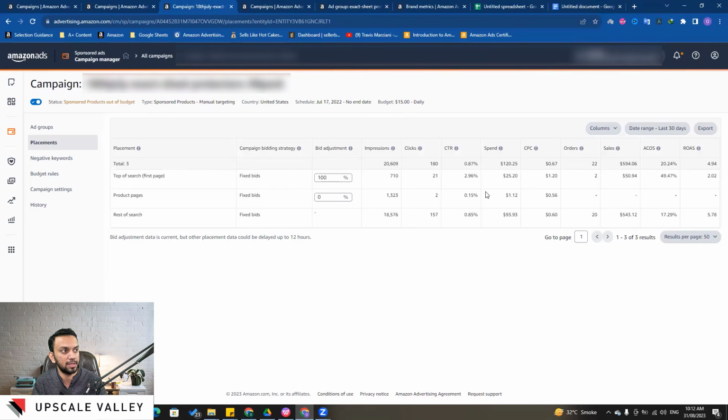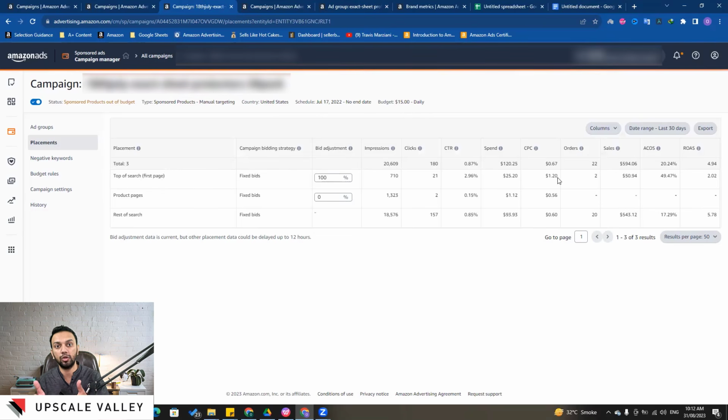What it means is, for example, if my bid was 60 cents, I am allowing Amazon that for the top of search placement, like first page, top spots, I am willing to pay up to $1.2, double of 60 cents. Double of that amount I'm willing to pay only for this particular placement, not for product pages, not for the rest of search. So outside it's 60 cents, but inside, with around a 100% bid adjustment, your CPC is going to be $1.2.